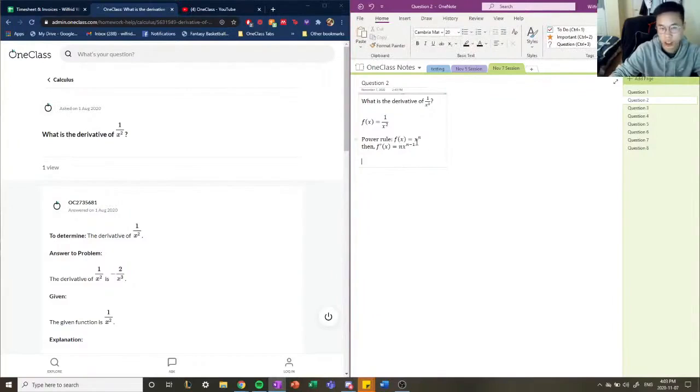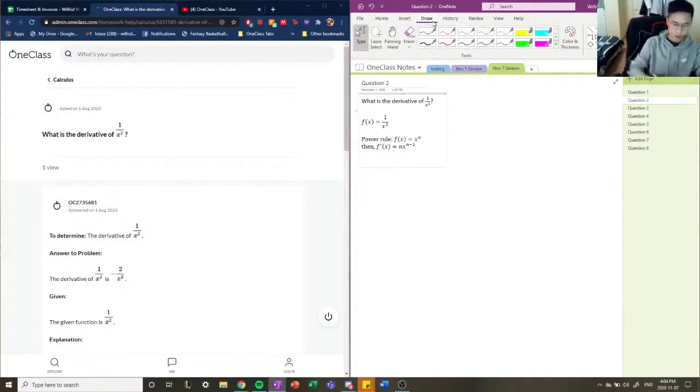If our function is of the form x to the power of n, then our derivative is taking that exponent down and subtracting the exponent by 1. So that is our derivative. So going to our question in specifics, we have f of x equals 1 over x squared, right? We could alternatively describe 1 over x squared as x to the power of negative 2. This and this are equivalent to each other.